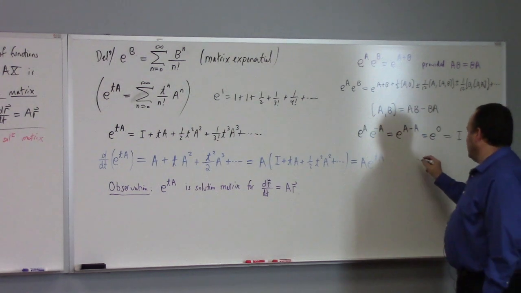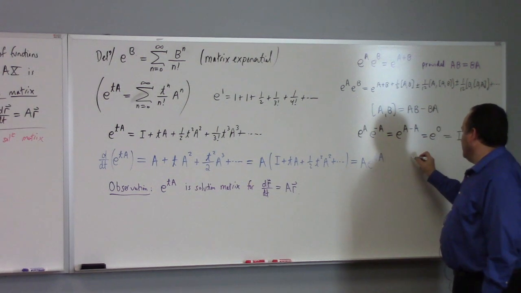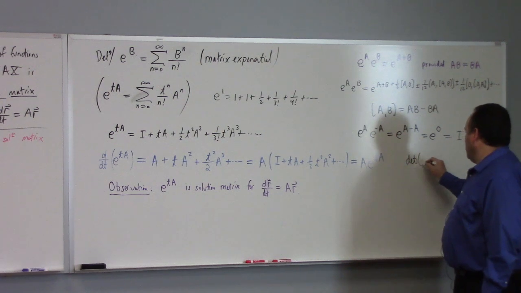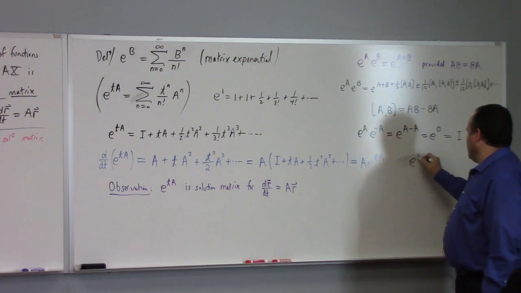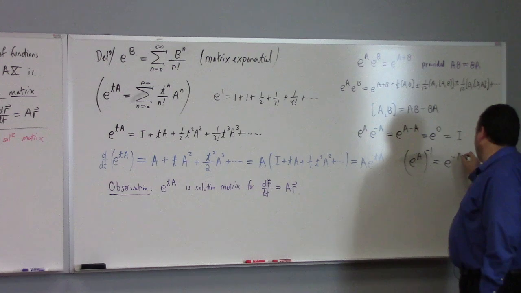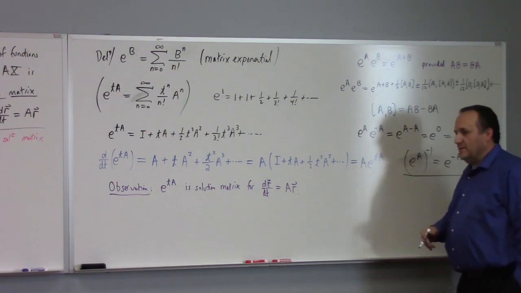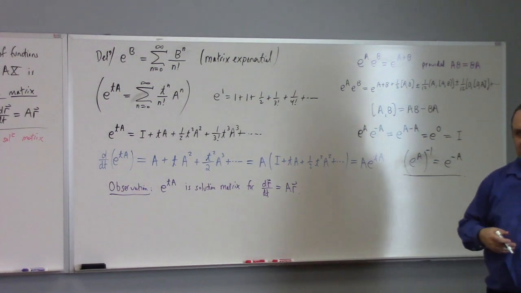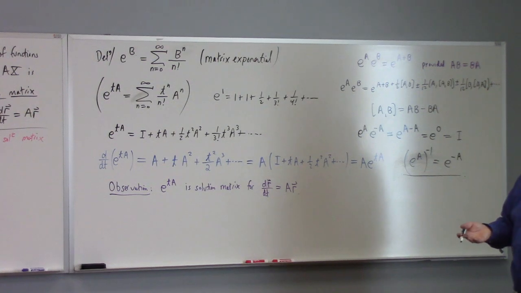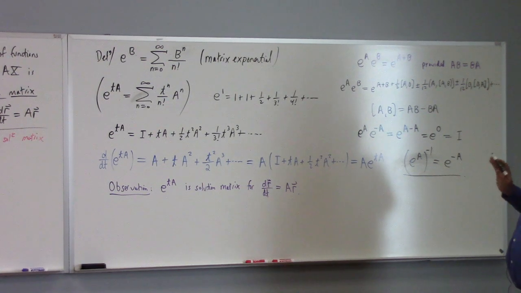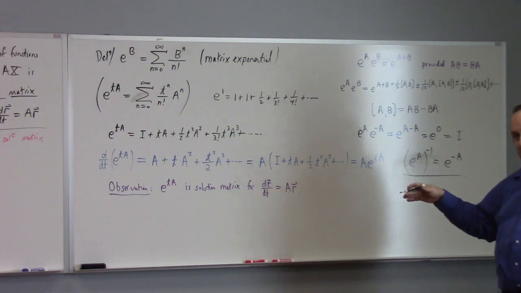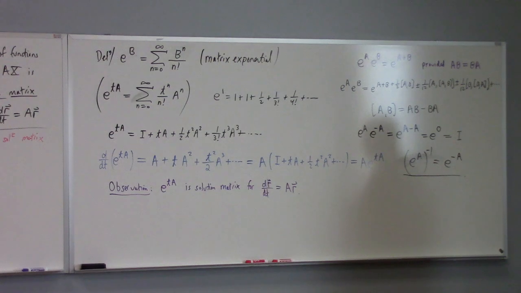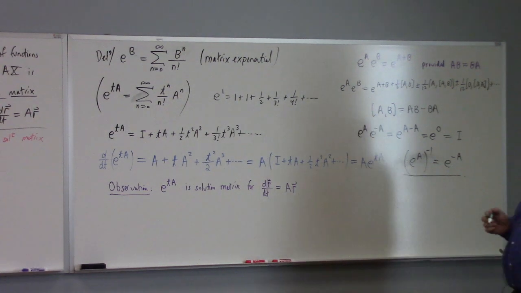So therefore, the determinant of e to the a, well, more to the point, e to the a inverse is e to the minus a, right? So the matrix exponential takes its values in invertible matrices. So in fact, not only is it a solution matrix, it is a fundamental solution matrix. All right? But there's more.